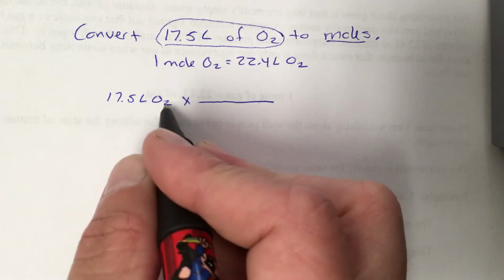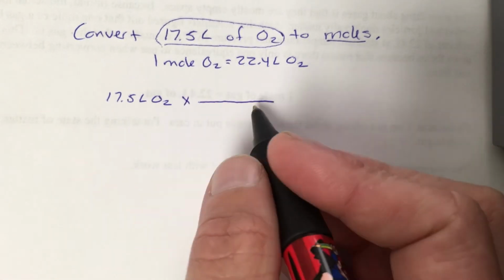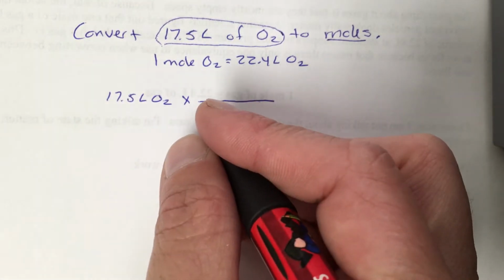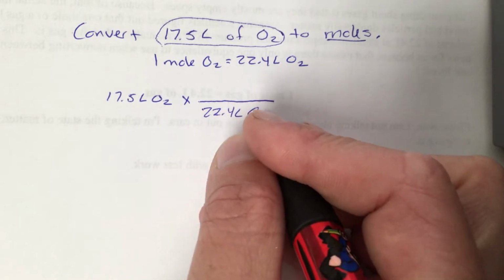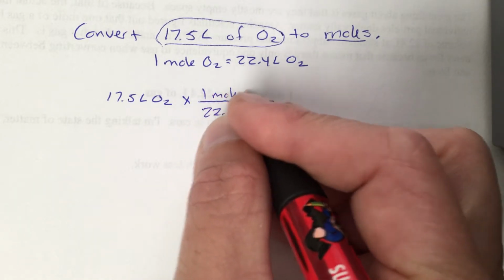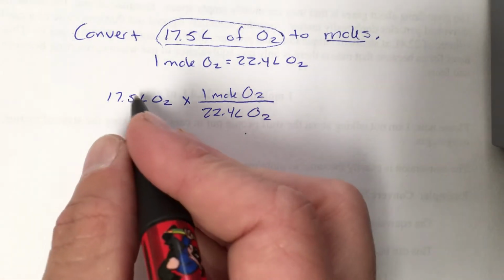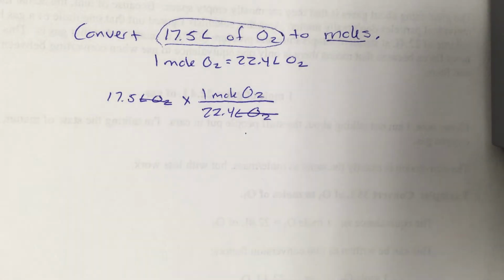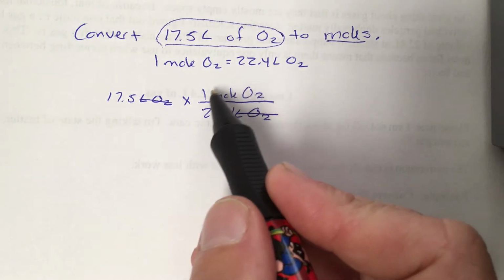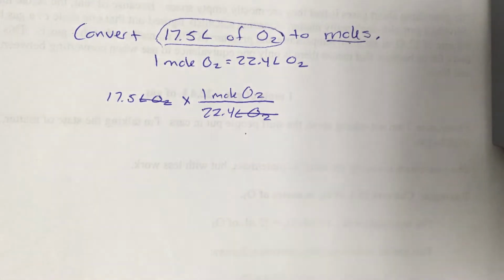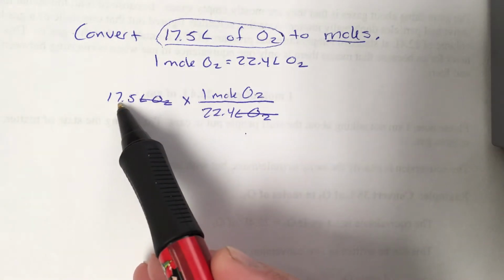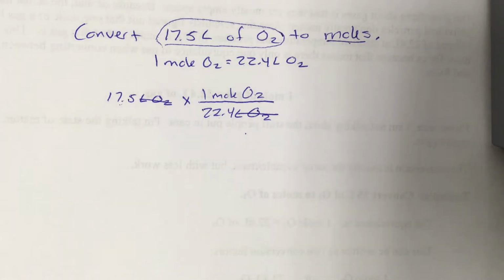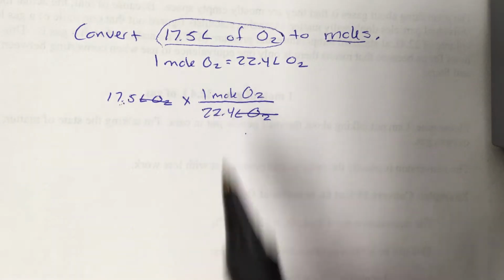In order to cancel out these liters, because they're in the numerator over here, we have to put them in the denominator over here. So when we take this equivalence and turn it into the fraction, we'll put the 22.4 liters on the bottom, and we'll put the 1 mole of oxygen on the top. And again, it's all about unit cancellation. Liters of oxygen in the numerator, liters of oxygen in the denominator will cancel out. And the only unit left in the problem is moles of oxygen, which is what we were asked to find. This is 17.5 times 1 divided by 22.4. When we enter it in the calculator, we can ignore the times 1 part and just do 17.5 divided by 22.4.